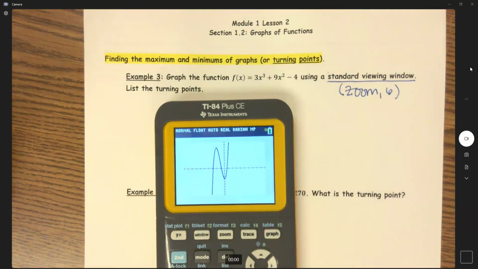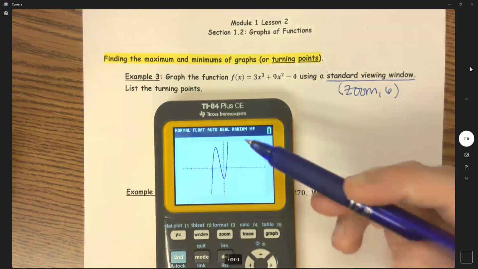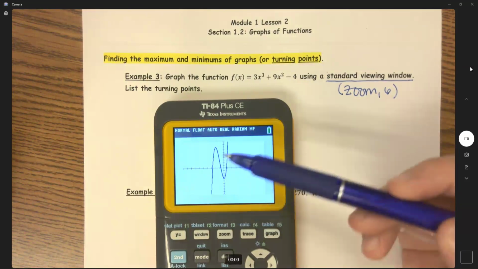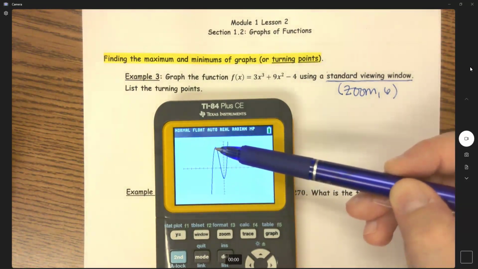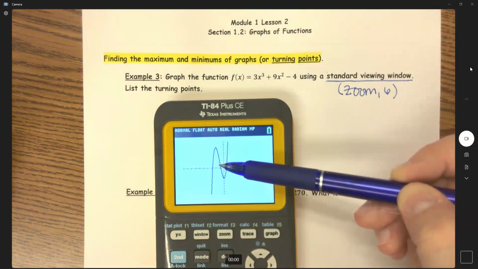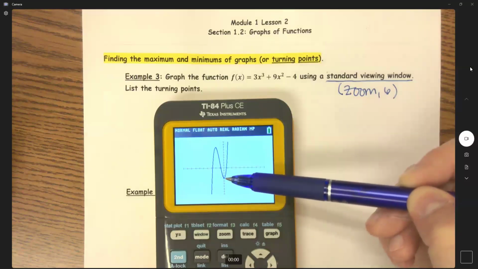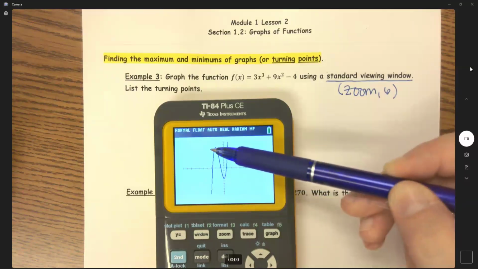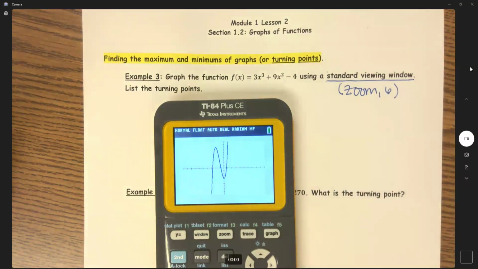Okay, so here is my graph. Now I want to list my turning points. So you can see the graph is increasing and now it's turning right here, which is a max. And then it's coming back down, and now it's going to turn around and there's my min, and then come back up. So I have 2 turning points here. Again, turning points are just maxes and mins.